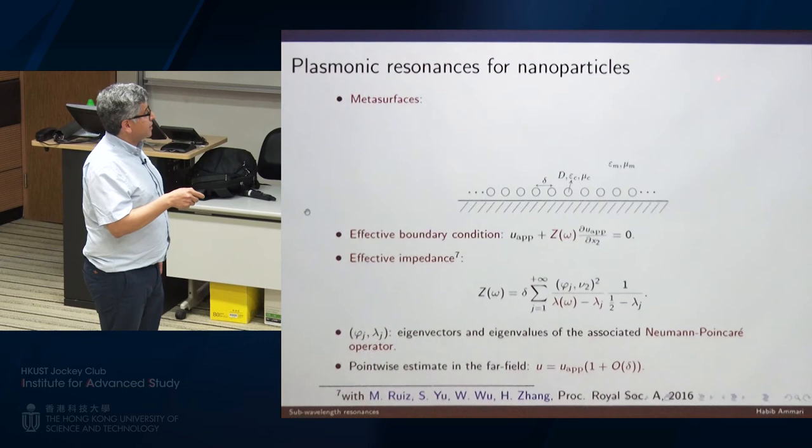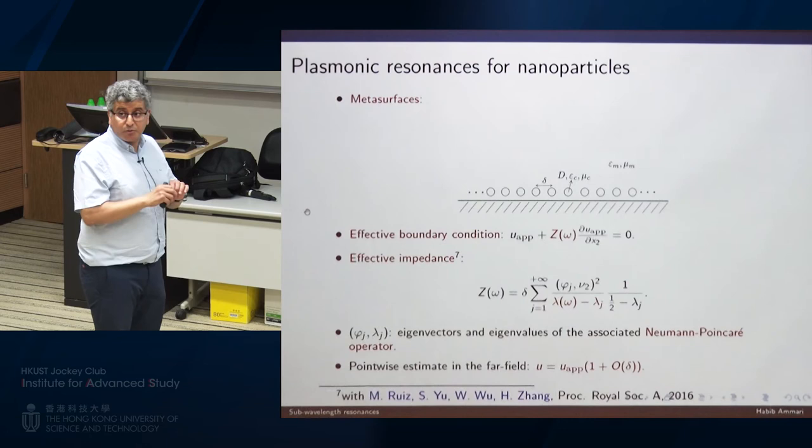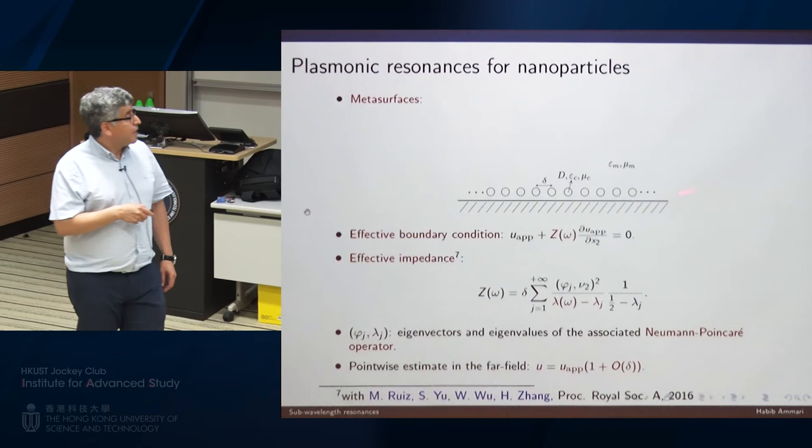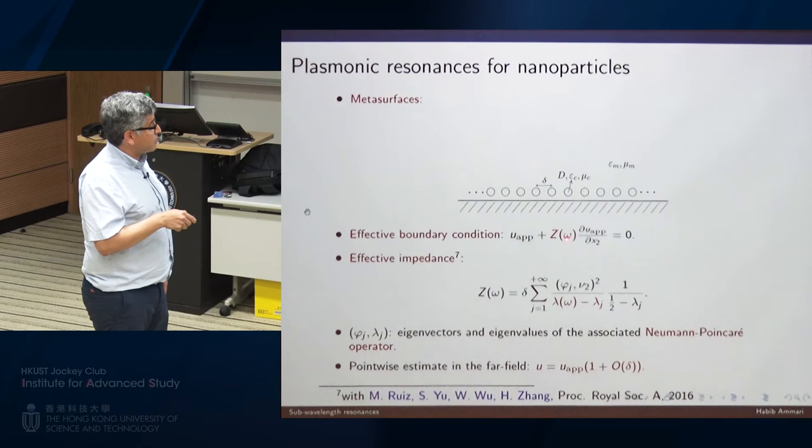you want to compute the solution in the far field. So the solution in the far field is approximated by the solution obtained by solving the Helmholtz equation, or Maxwell's equation, without these plasmonic particles, but with a different boundary condition. This is the effective boundary condition. So you replace this thin layer of plasmonic particles by an effective boundary condition, and you get approximately the right solution. In this effective boundary condition there is an impedance here, which depends on the frequencies. And you can compute the spectral decomposition of this impedance, and it's given by this one.